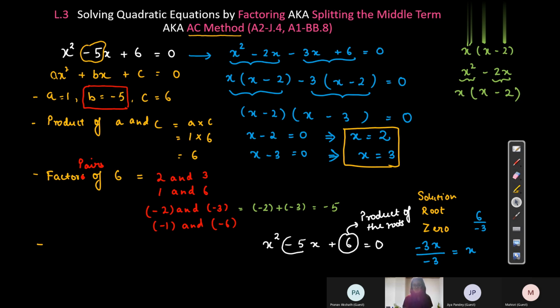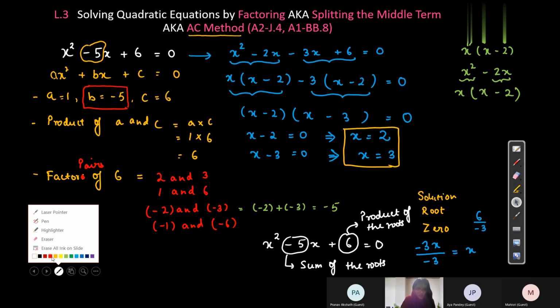And this number is the sum. Actually, this is negative, so you have to ignore the minus sign, and then whatever you get is the sum of the roots. If you add 2 and 3, you will get 5. That is why this method works.